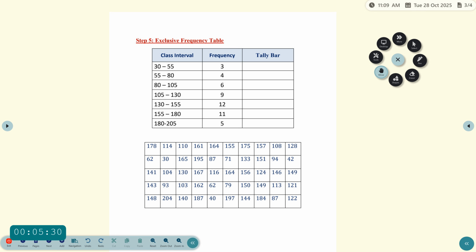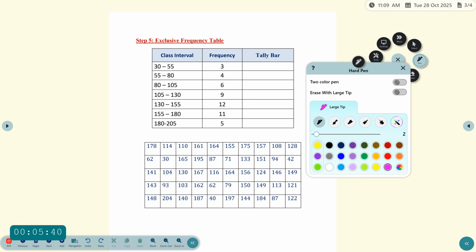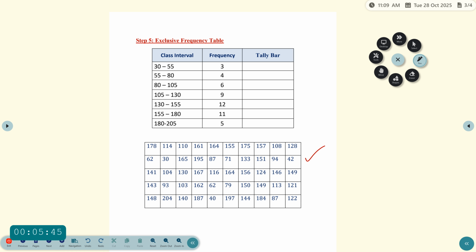So this is our template of the frequency table. In the first column we have to insert the class interval, in the second column the frequency, and in the third column the tally bar. This is our given problem. In the given problem, we are going to frame the frequency table.